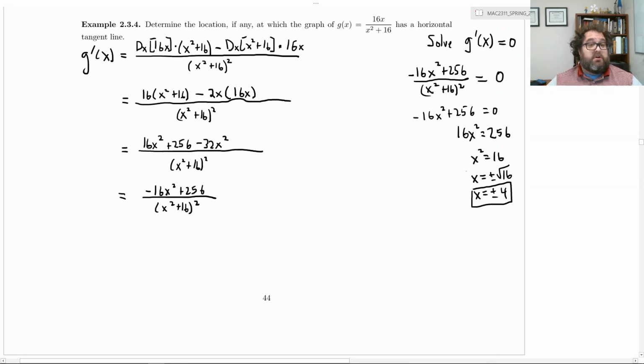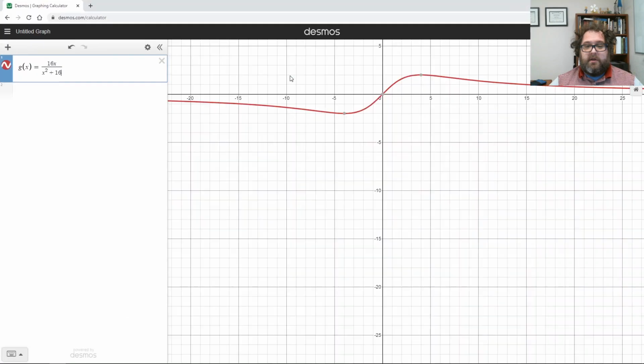Okay, again, it's probably a good idea to verify graphically. And again, if you're always looking at graphs, you'll have a much better experience in this class. You'll get much deeper understanding. So let me type in the function real fast on Desmos, then we'll take a look to make sure our solutions are correct, that there is indeed a horizontal tangent line at both -4 and +4. So 16x over x squared plus 16. And there we are.